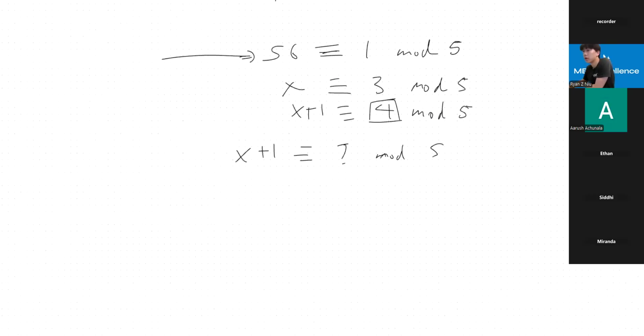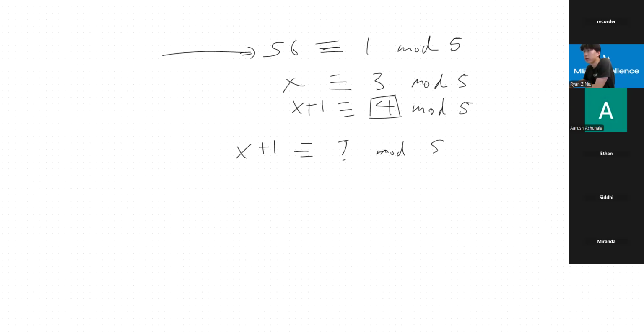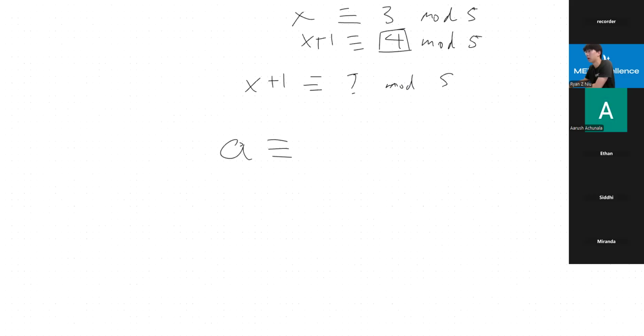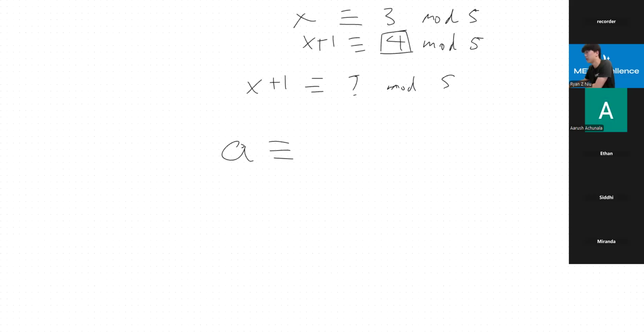All right, here's another idea. Say we have A equals... Yes, x plus 1 is equal to 4 mod 5 is the answer.